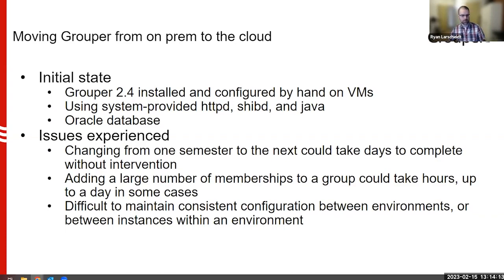We still do this, but as you'll see, we've had some performance improvements since moving to the cloud, and we might end up letting Grouper just do this on its own in the future.